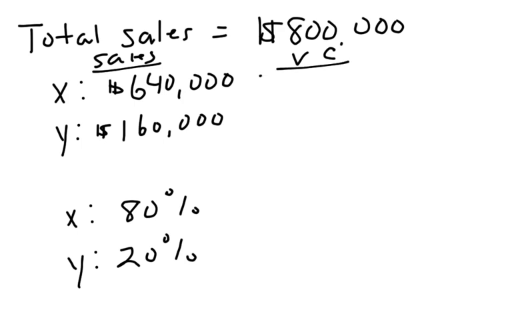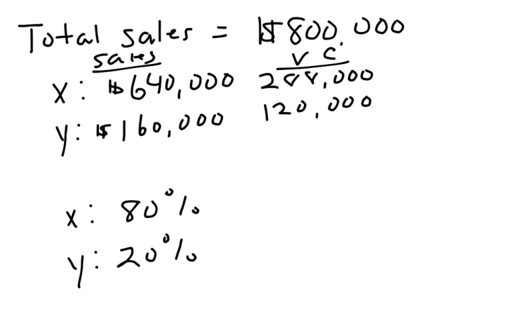So let's say we had $288,000 in variable costs for X. We had $120,000 in variable costs for Y. Okay. Based on that, we can get a contribution margin ratio. That's just your contribution margin divided by sales. So we take the difference between the 640 and the 288, and then we're going to divide that by the 640 again.